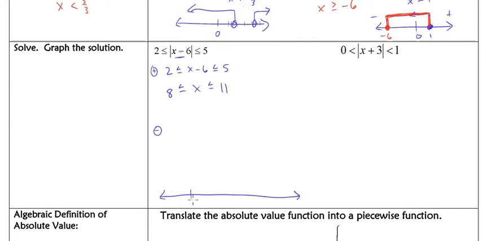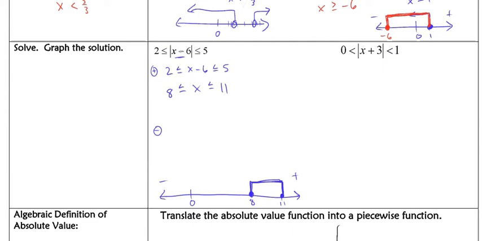We'd end up with 0, negative numbers, positive numbers, and we'll start with here's 8, here's 11, and we're looking for all the numbers in between those two. So solid circle at 8, solid circle at 11, and shading in between those two. All right, that's if the quantity x minus 6 is positive.